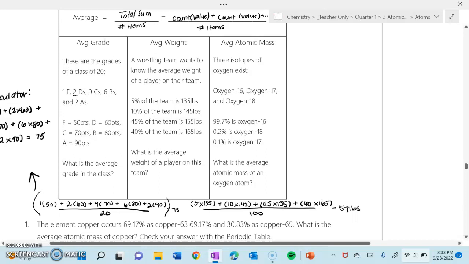Now, this should make sense because the most percentage on our team was around 155 pounds, 45%. So the most percent abundance, these are representing percent abundance of each weight. The largest percent abundance is going to be the closest to your average. 155 is closest to 157. So these are percent abundance, that's what we call it.